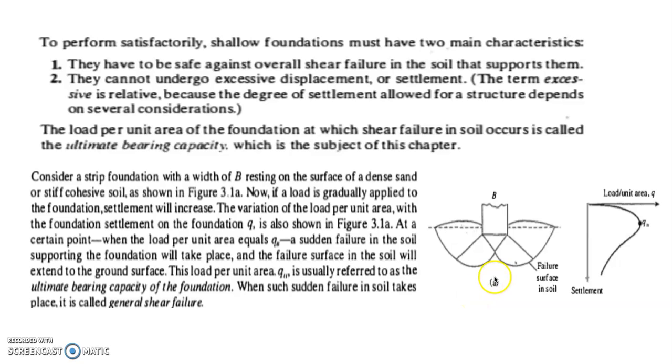The variation of the load per unit area, denoted by q, with the foundation settlement is shown here on the figure. At a certain point when the load per unit area q equals q sub u, a sudden failure in the soil supporting the foundation will take place and the failure surface in the soil will extend to the ground surface. So this load per unit area q sub u is usually referred to as the ultimate bearing capacity of the foundation.